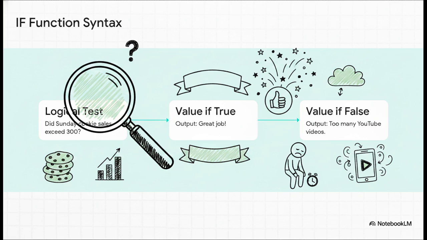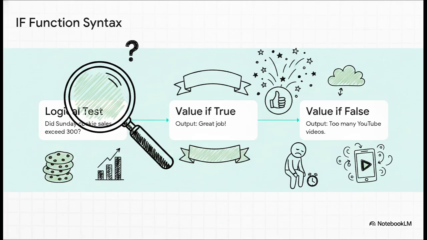Step 1 is the logical test. Basically, you're asking the spreadsheet a question, like, did Sunday's cookie sales exceed 300? Step 2 is the value if true. So if the answer is yes, what should the cell say? Let's have it spit out the text, great job.